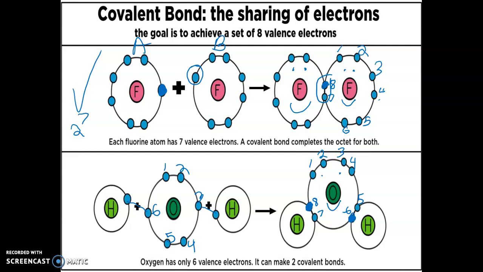And now each hydrogen only needs two electrons, right? So one, two, it's happy. One, two, it's happy. And now we have a molecule that is held together by covalent bonds, and it's also a compound because you have two different elements, oxygen and hydrogen. Again, the idea here is you're going one electron for one electron in order to fill the outer valence shells.